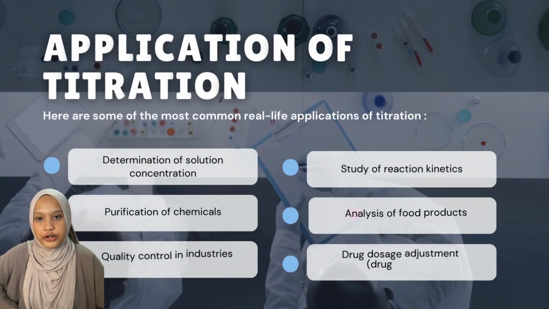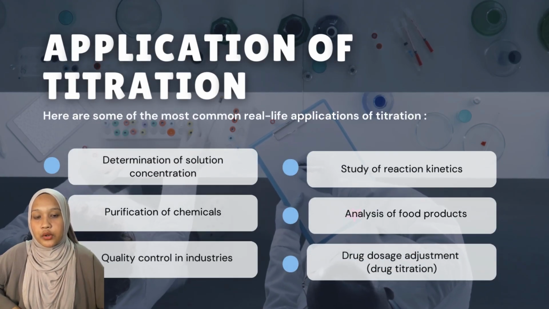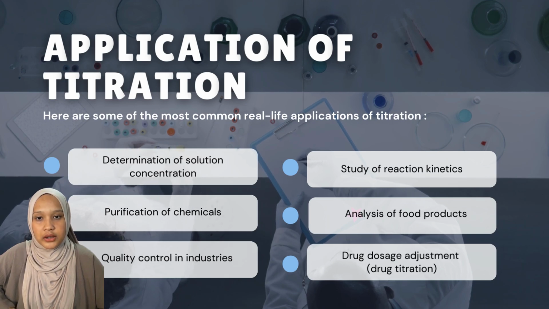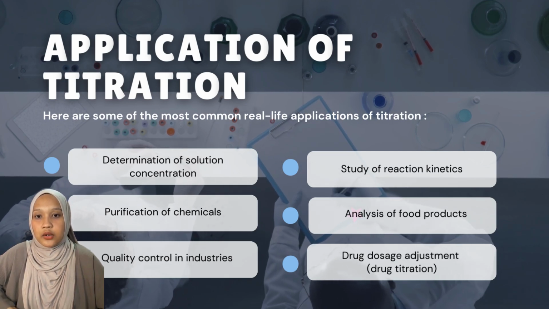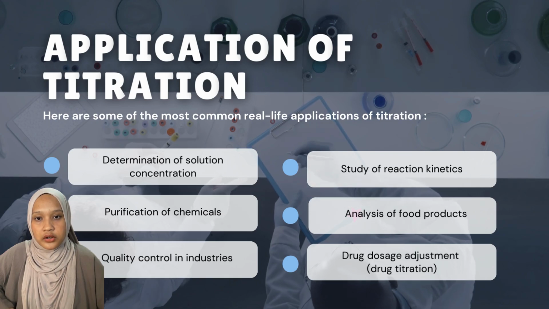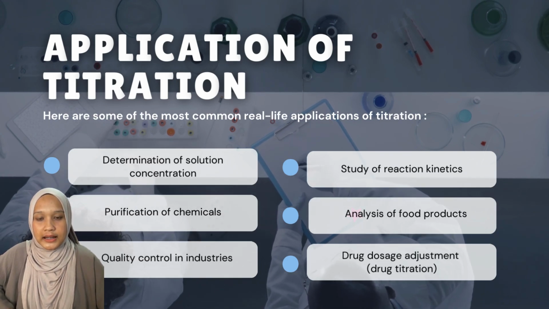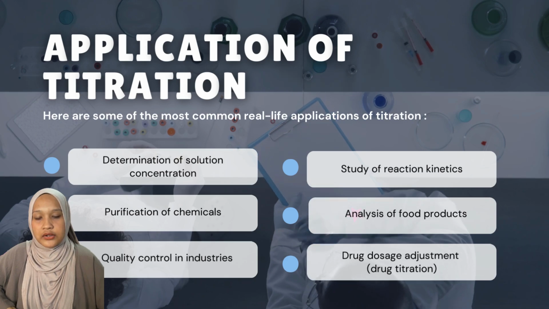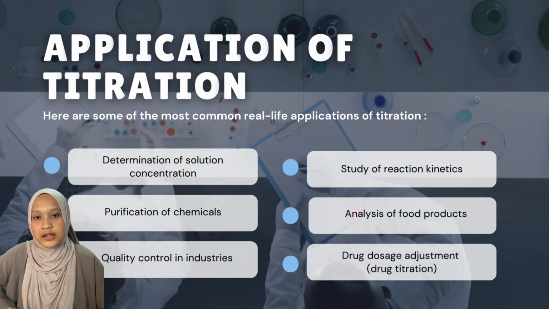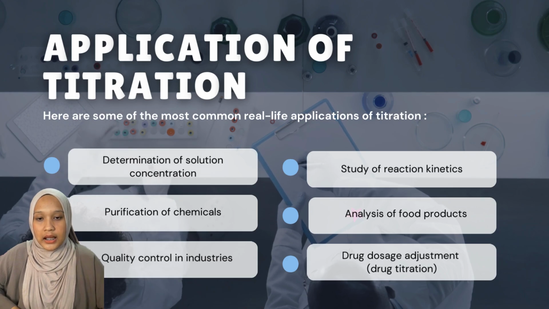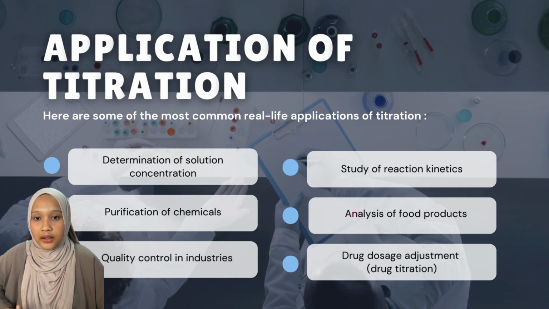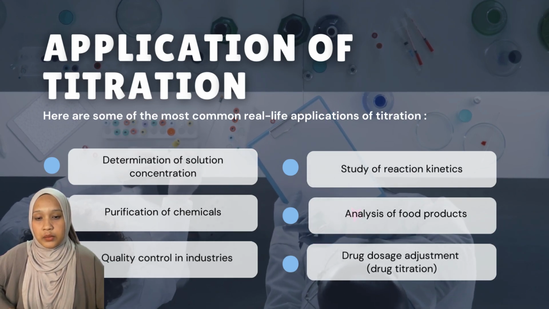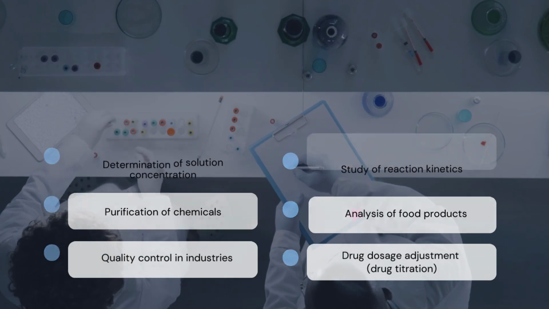Application of titration. Here are some of the most common real-life applications of titrations. Firstly, we can determine solution concentration. Secondly, we can do purification of chemicals. Third, we can do quality control in industry. We can also do a study of reaction kinetics and analysis of food products. And lastly, we can do drug dosage adjustment by drug titrations.